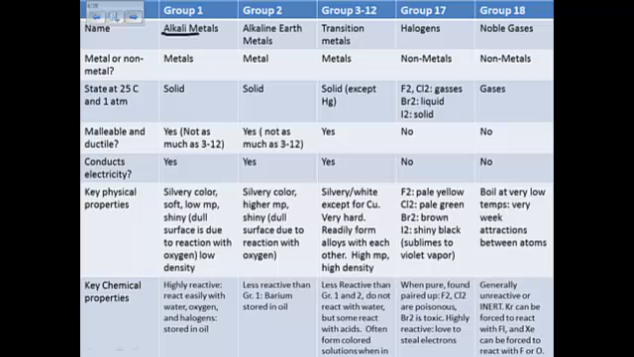Now the names of each of these groups, you do need to know. You do need to know that group 18 is the noble gases. Group 17 is the halogens. Group 1 is the alkali metals. You do need to know those names.